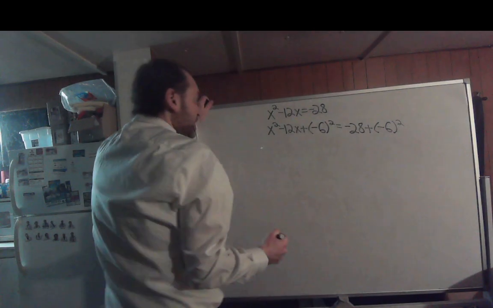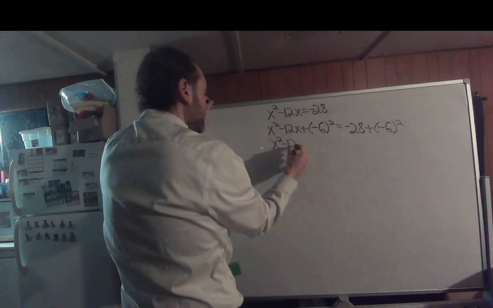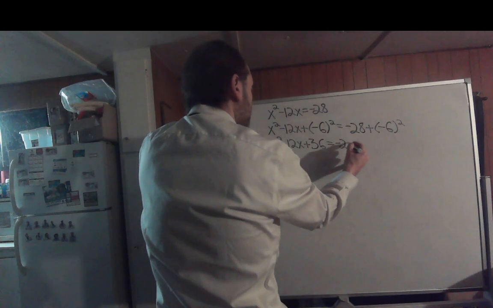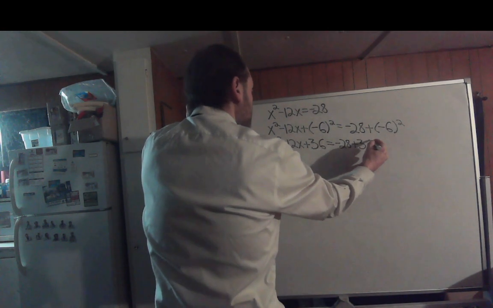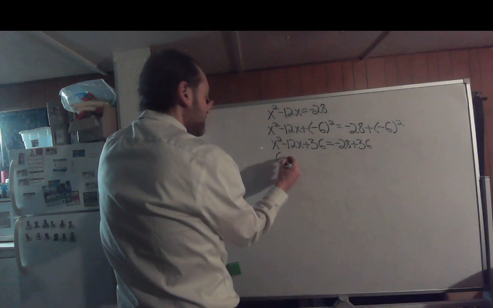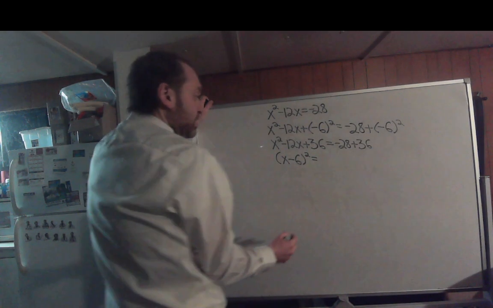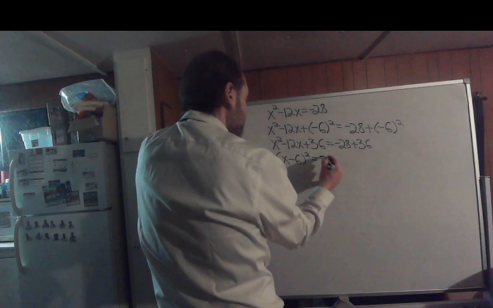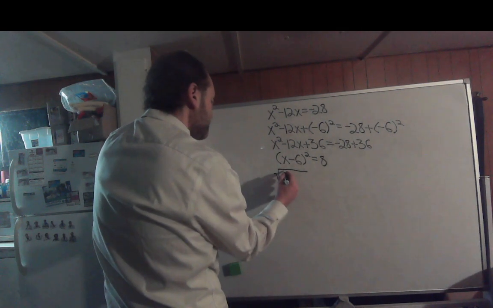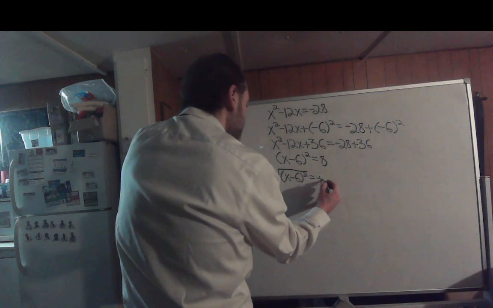So the left side would turn into x squared minus 12x plus 36, which equals negative 28 plus 36. The left side is a perfect square trinomial, which factors into a binomial square, the quantity x minus 6 squared, which equals 8 on the right-hand side. So now just take the square root of both sides. You'll have the square root of the quantity x minus 6 squared equal to plus and minus the square root of 8.